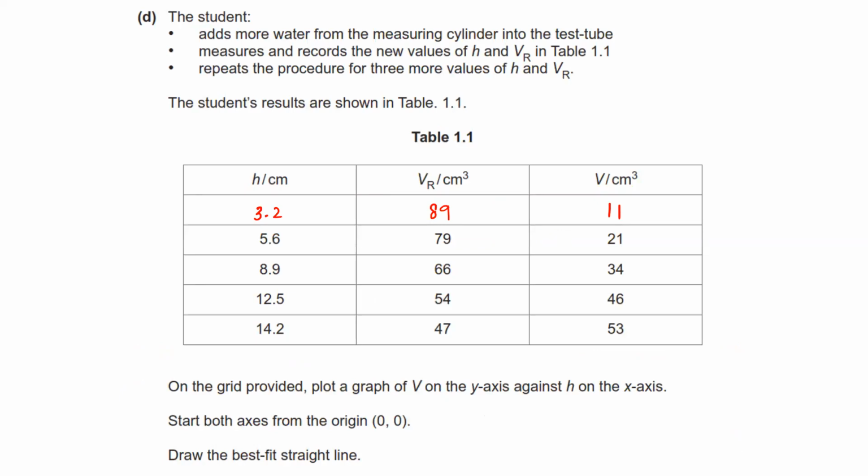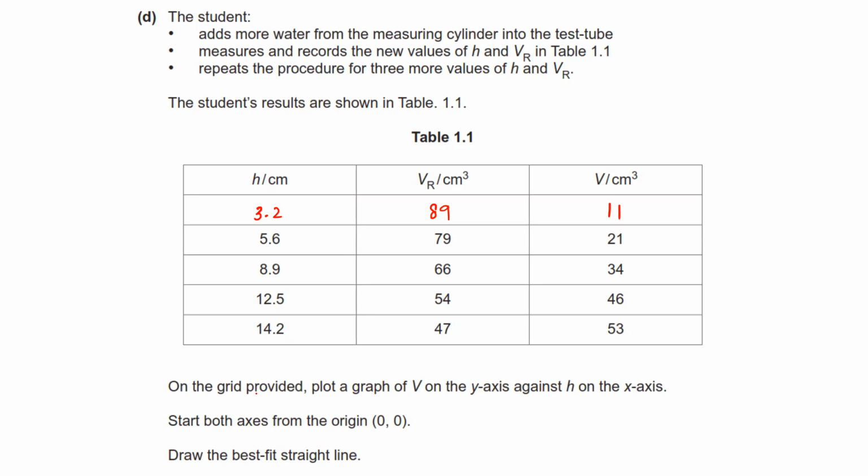Now going to part D. It says the student adds more water from the measuring cylinder into the test tube, measures and records the new values of H and VR in the table, and repeats the procedure for 3 more values of H and VR. The student's results are shown in table 1.1. So the table is shown.